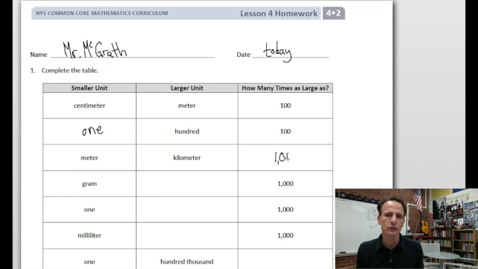And now in the next one, it's the same idea. We're looking at the gram. Well, 1,000 grams makes what? And you have the beauty of the metric system at work for you here. It'd be a kilogram, right? We have that prefix kilo, meaning 1,000, right? Kilogram.